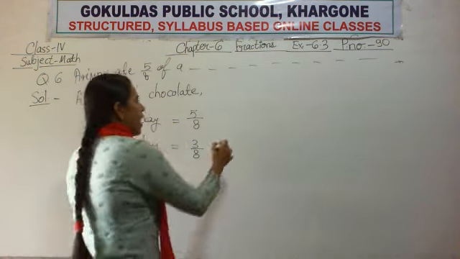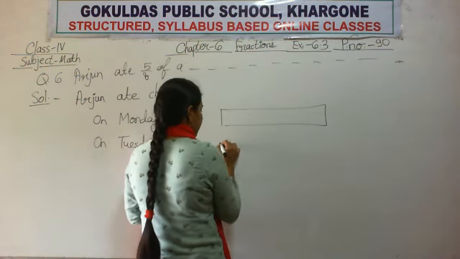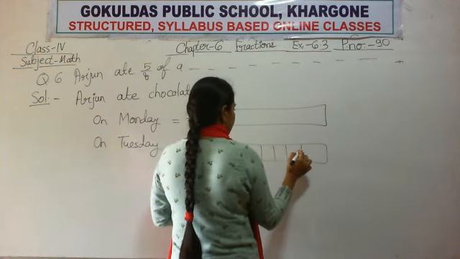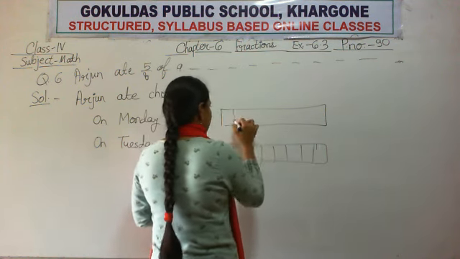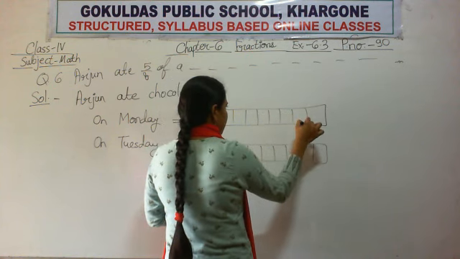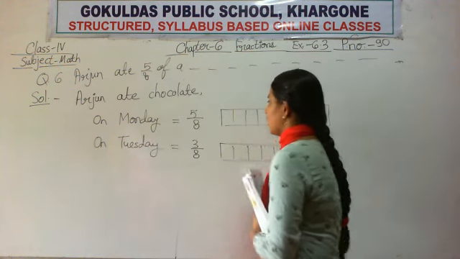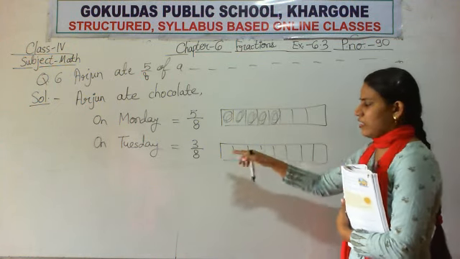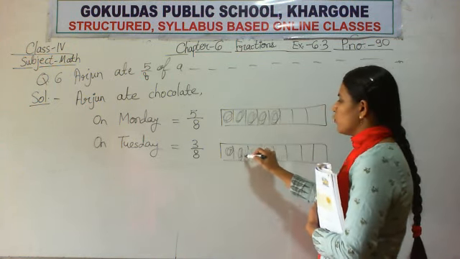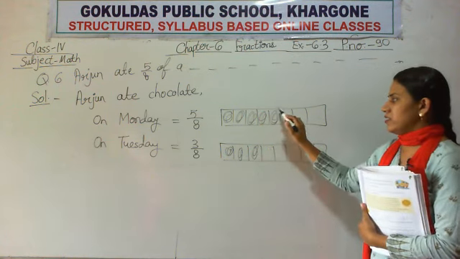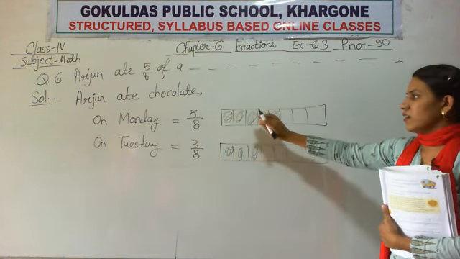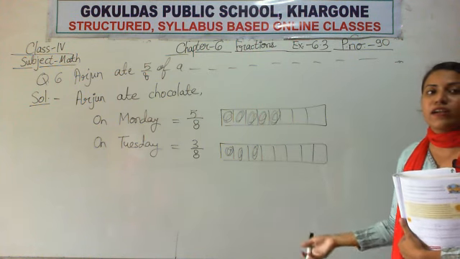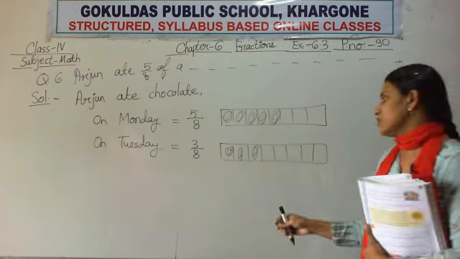Means if I make a chocolate bar here, 1, 2, 3, 4, 5, 6, 7, 8. Okay? Out of 8, 1, 2, 3, 4, 5 parts he ate. And on Tuesday, out of it, 1, 2 and 3 parts he ate. This much he has eaten. So, obviously on Monday he ate more. Now, how much more did he eat?